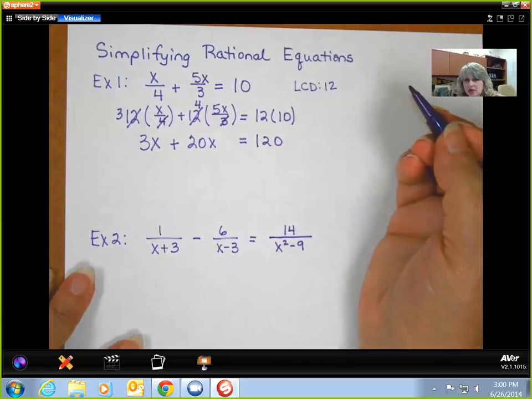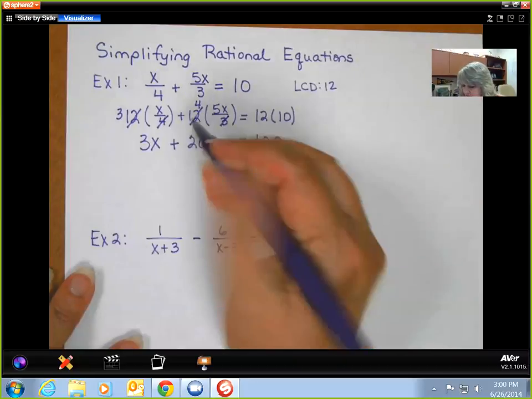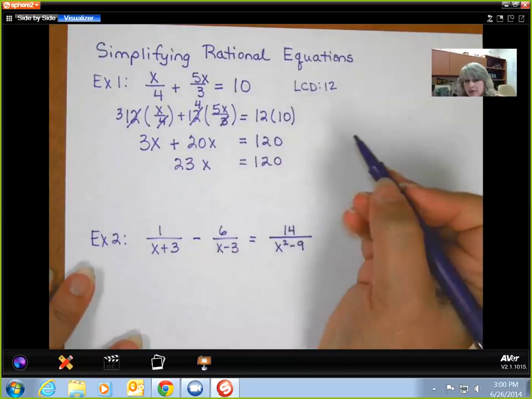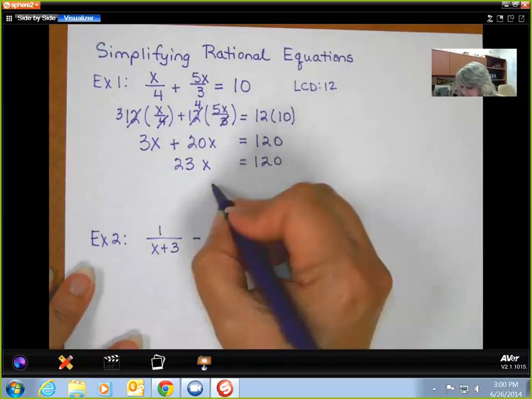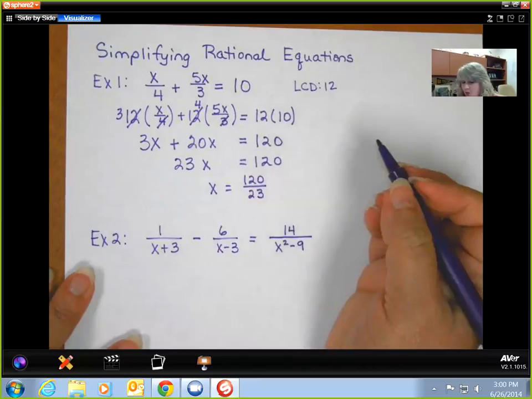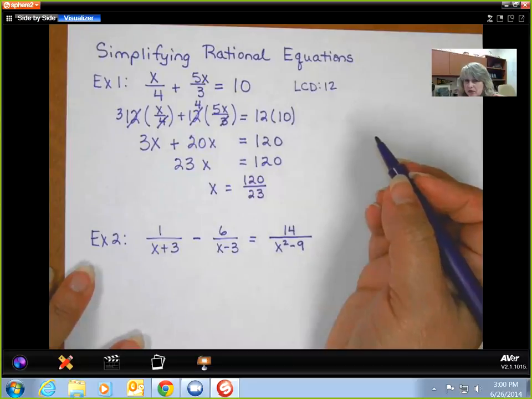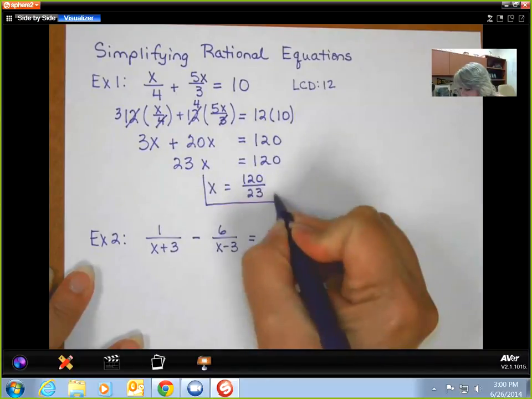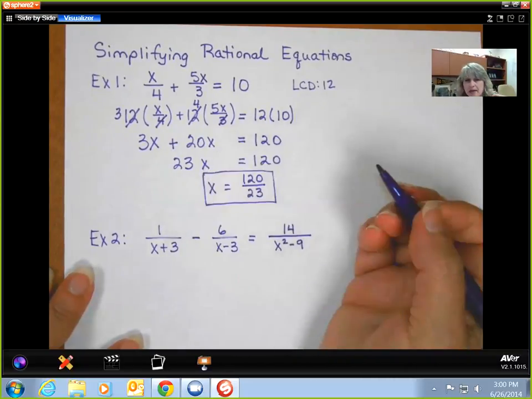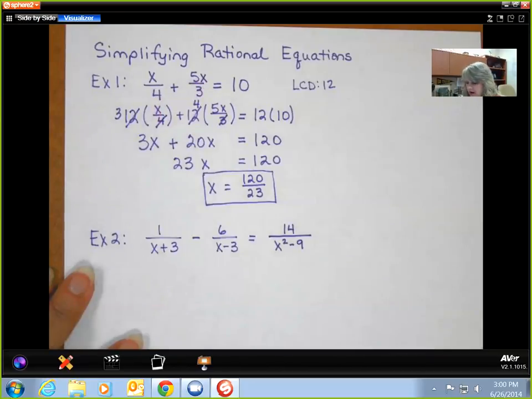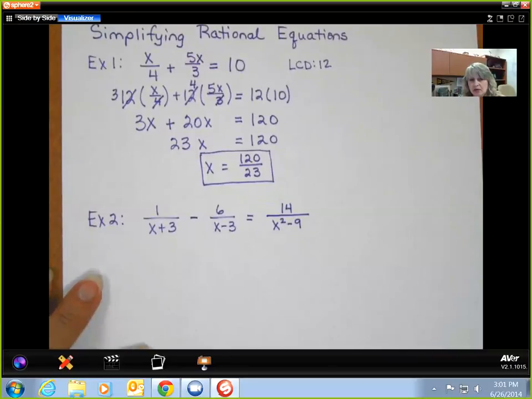Now notice we have an equation that doesn't have any fractions in it. So we can combine 3x and 20x makes 23x. And now we're just going to divide both sides by 23. 120 over 23 does not reduce. You always want to see if a fraction will reduce or not. This one won't, so this is our final answer. You can always put that back in place of x in your calculator and check to make sure that this is true.